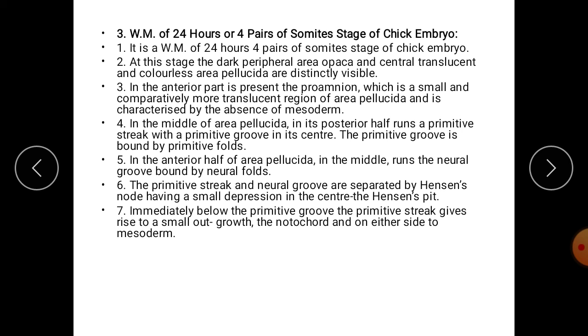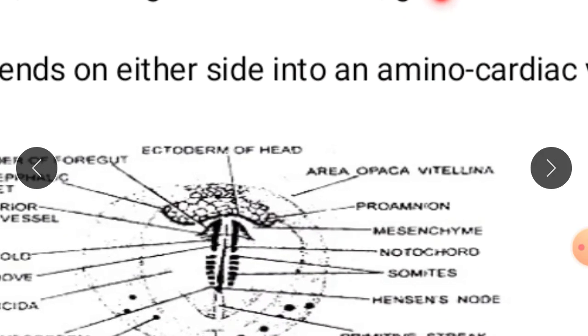In the middle of area pellucida, in the posterior half, runs a primitive streak with a primitive groove in its center. The primitive groove is bound by primitive folds. In the anterior half of area pellucida, in the middle runs the neural groove bound by neural folds. So this is neural folds, neural groove.